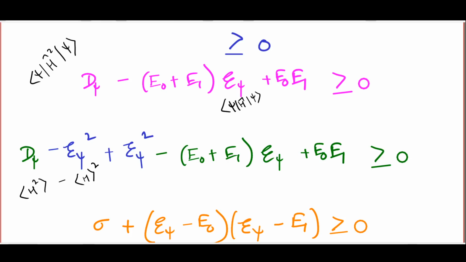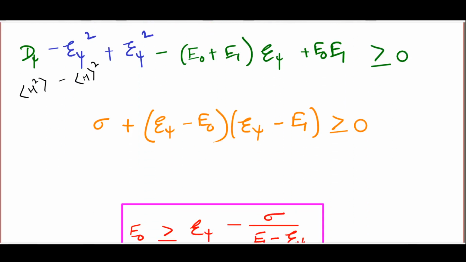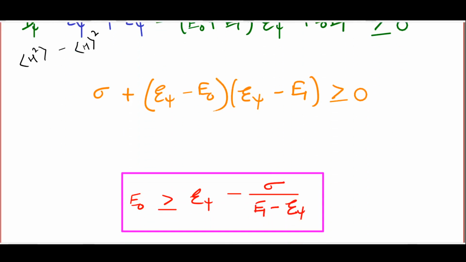Then it's pretty easy to see that this inequality can simply be rewritten in this form, that E0 must be greater than or equal to curly E psi minus sigma by E1 minus curly E psi. If anybody is wondering about the minus sign and this E1 minus curly E psi, let me just remind you that you have to be careful when you are manipulating an inequality by multiplying or dividing by something, because you have to make sure that what you are multiplying or dividing by is positive. If not, you would have to change the sign of the inequality.